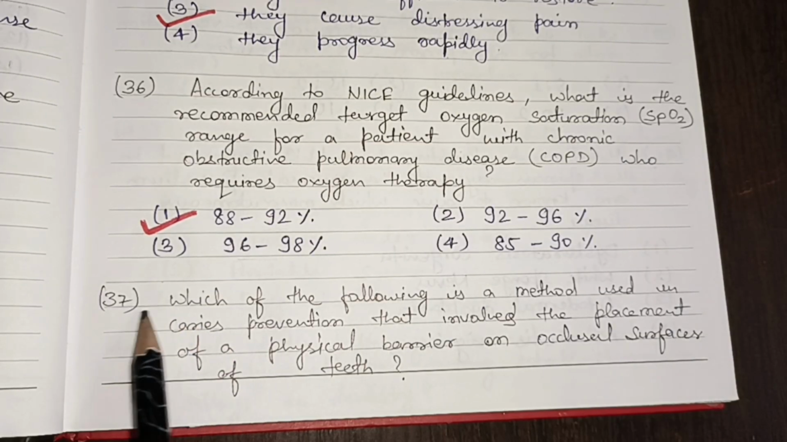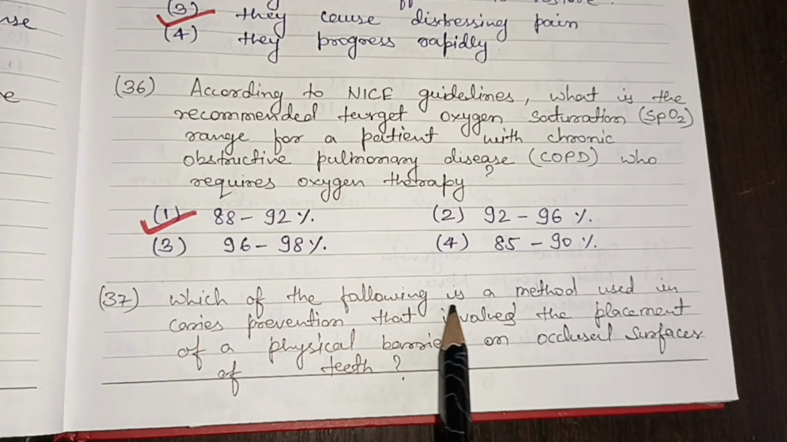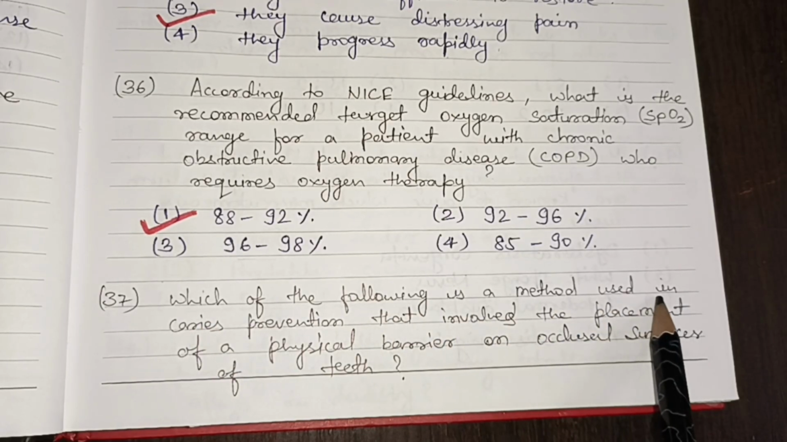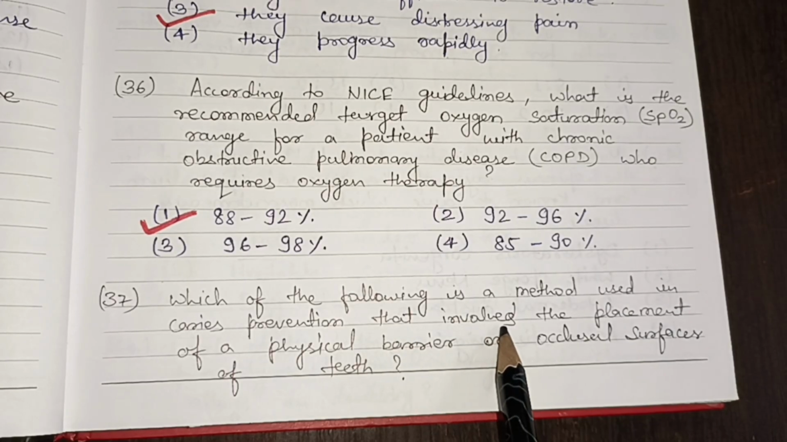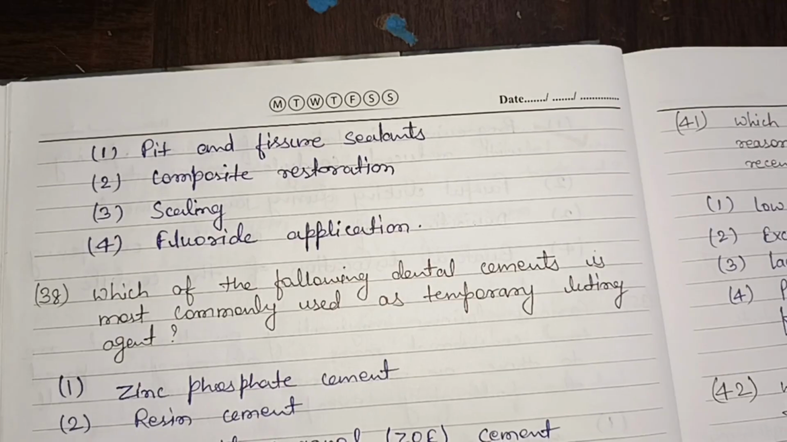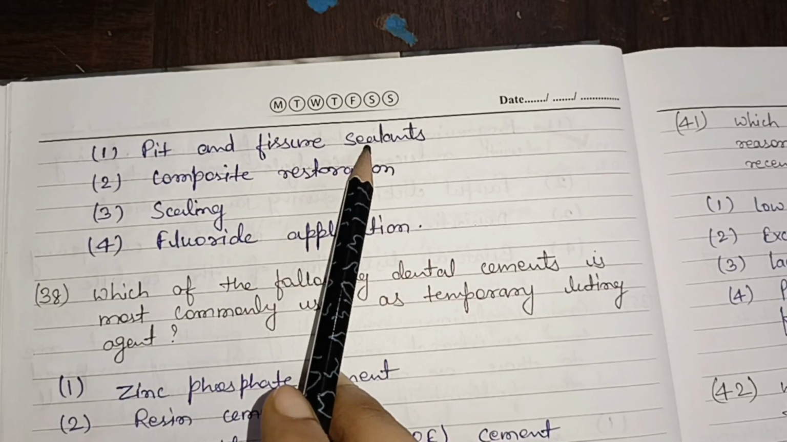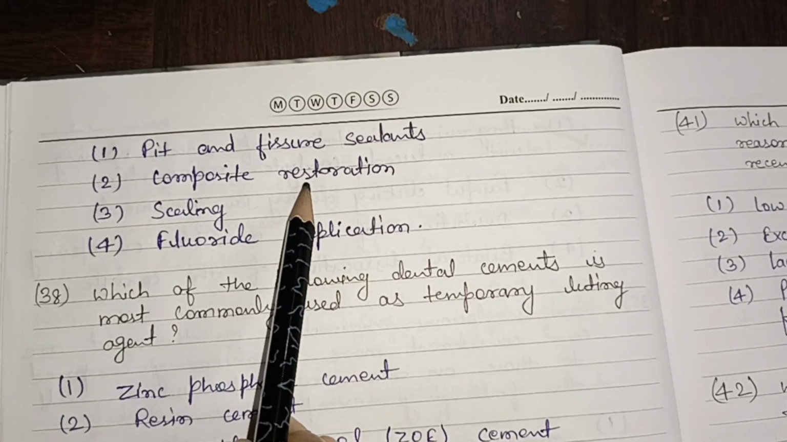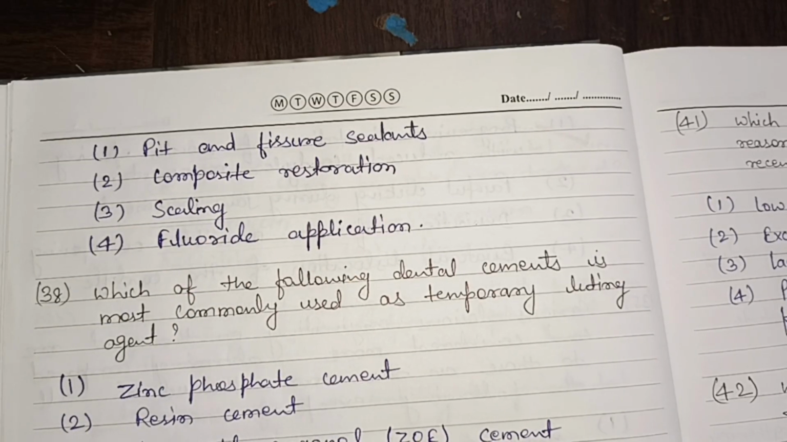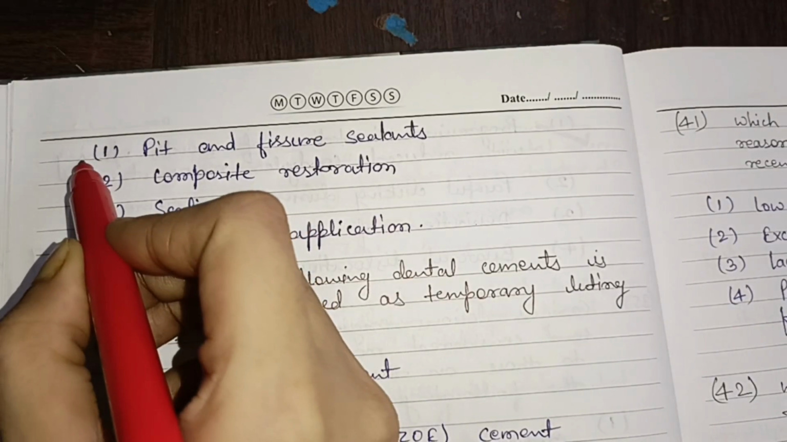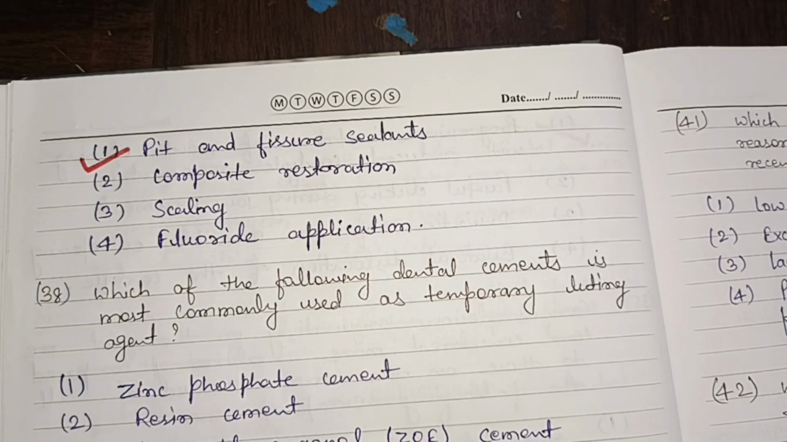Question 37 is, which of the following is a method used in caries prevention that involves the placement of a physical barrier on occlusal surfaces of teeth? Option 1, pit and fissure sealant, composite restoration, scaling, fluoride application. The correct answer is option 1, pit and fissure sealants.